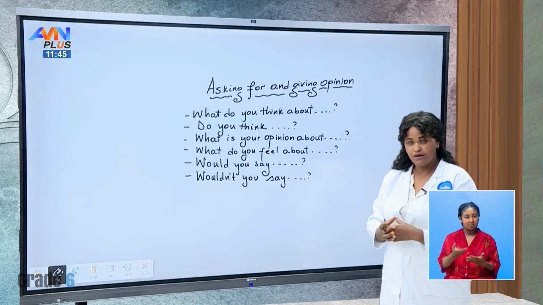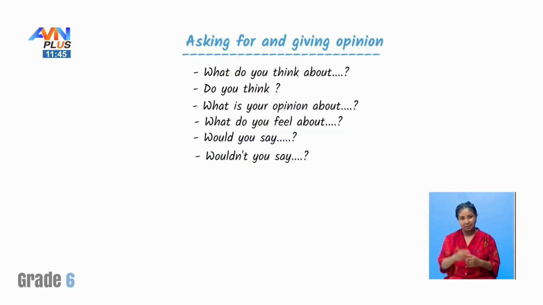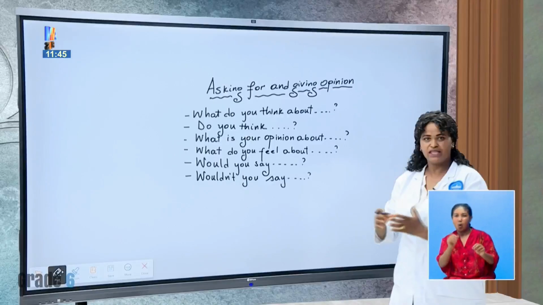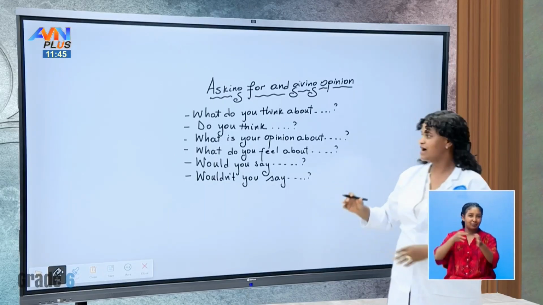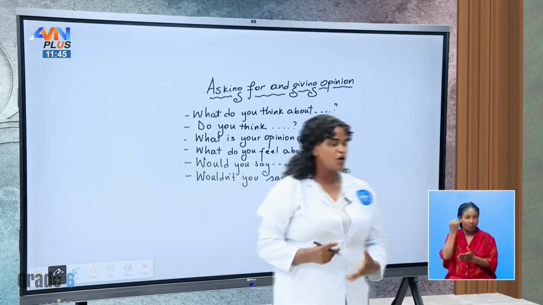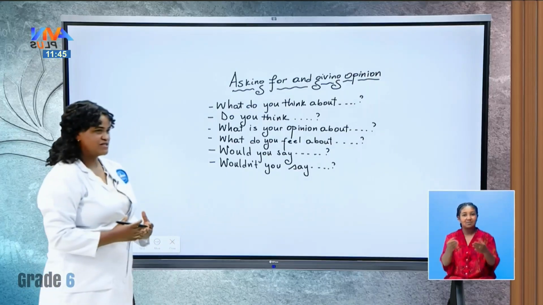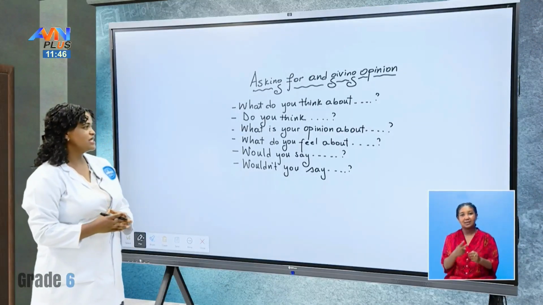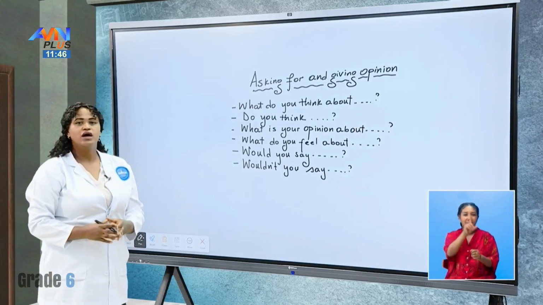Or what he or she wants to tell. Okay? Look at this. Would you say means asking for the say of a person on some issue, okay? Then the last one, wouldn't you say, is also a different way of asking a person. Wouldn't you say, then that person continues by saying no or yes, and then his or her opinion. These are the common phrases that are helpful to ask for an opinion. Now, let us see these in a sentence, how we really ask for an opinion.